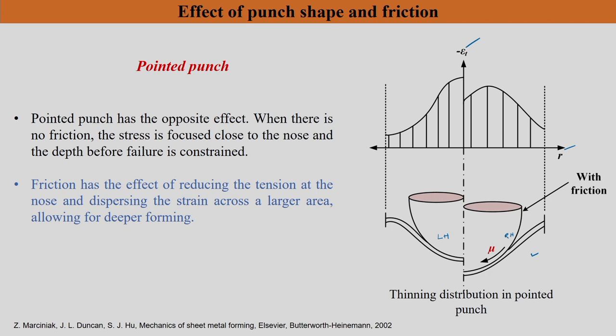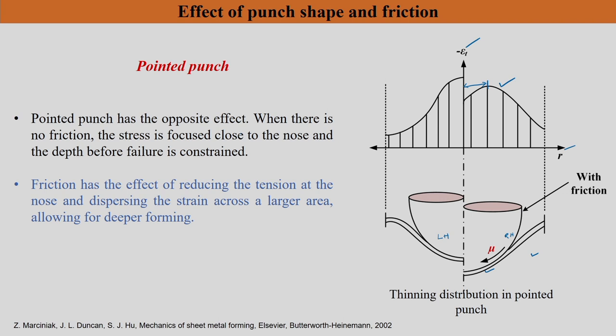So, if it is with friction, that means your mu p is going to be there. Then we can imagine that your strain distribution, thinning distribution is going to be something like this. Though we know that your peak is going to be away from the pole region and it is going to be lower as compared to the case in the left hand side, that is the case without friction. So, this is going to have better forming height as compared to the other. So, pointed punch has an opposing effect.